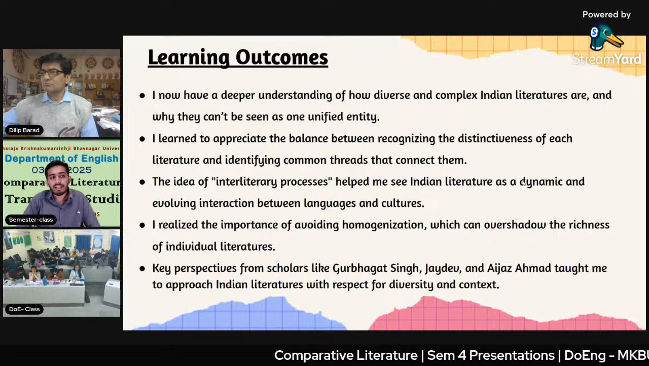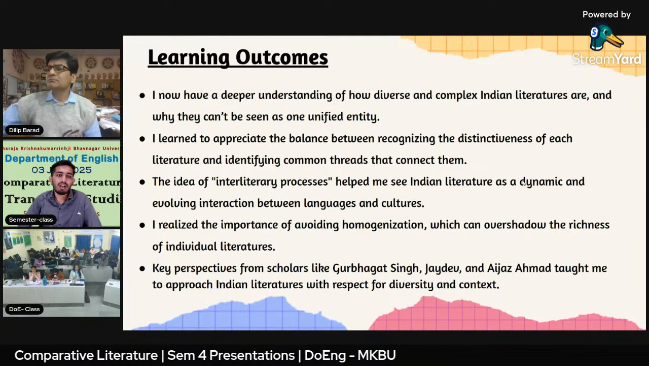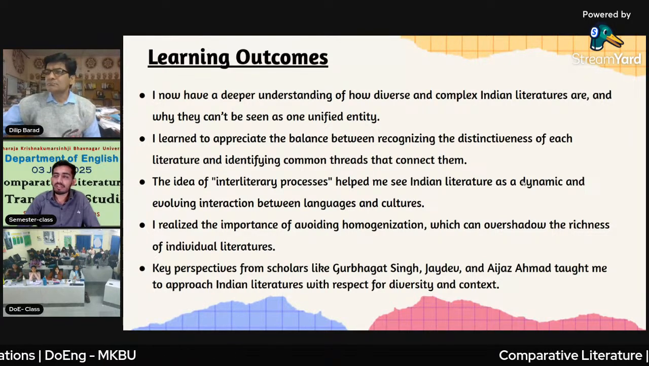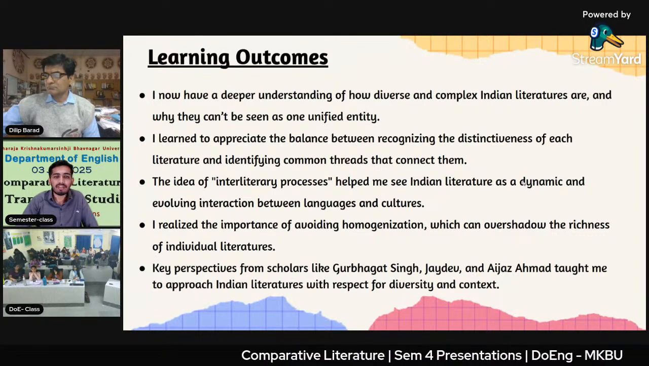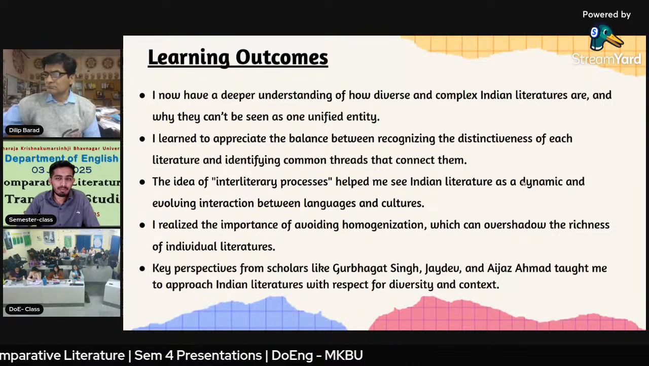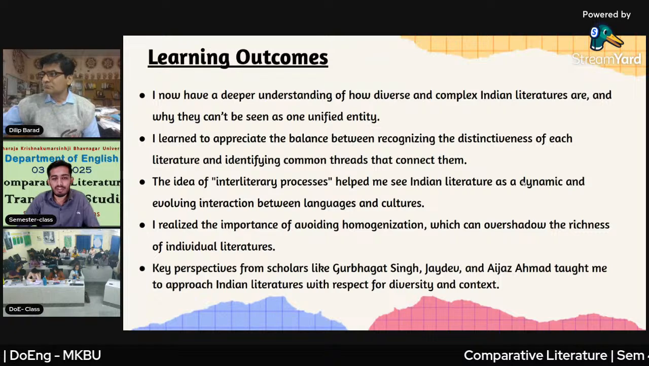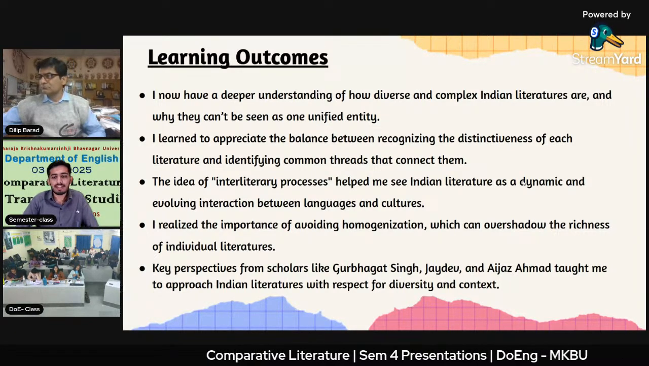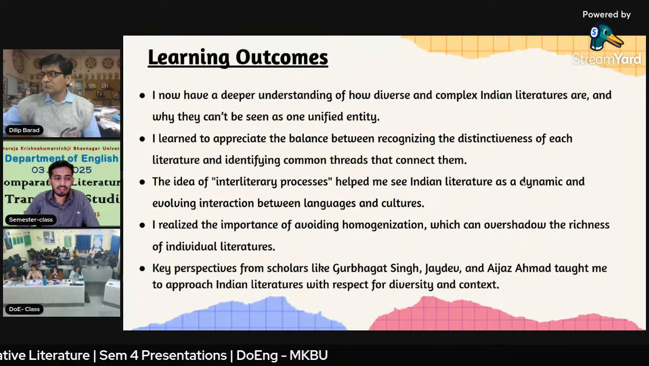Through the study of this article, I gained many deep understandings. The learning outcomes are as follows. I now have a deeper understanding of how diverse and complex Indian literatures are and why they can't be seen as one unified entity. I learned to appreciate the balance between recognizing the distinctiveness of each literature and identifying common threads that connect them. The idea of the interliterary process helped me see Indian literature as a dynamic and evolving interaction between languages and cultures.